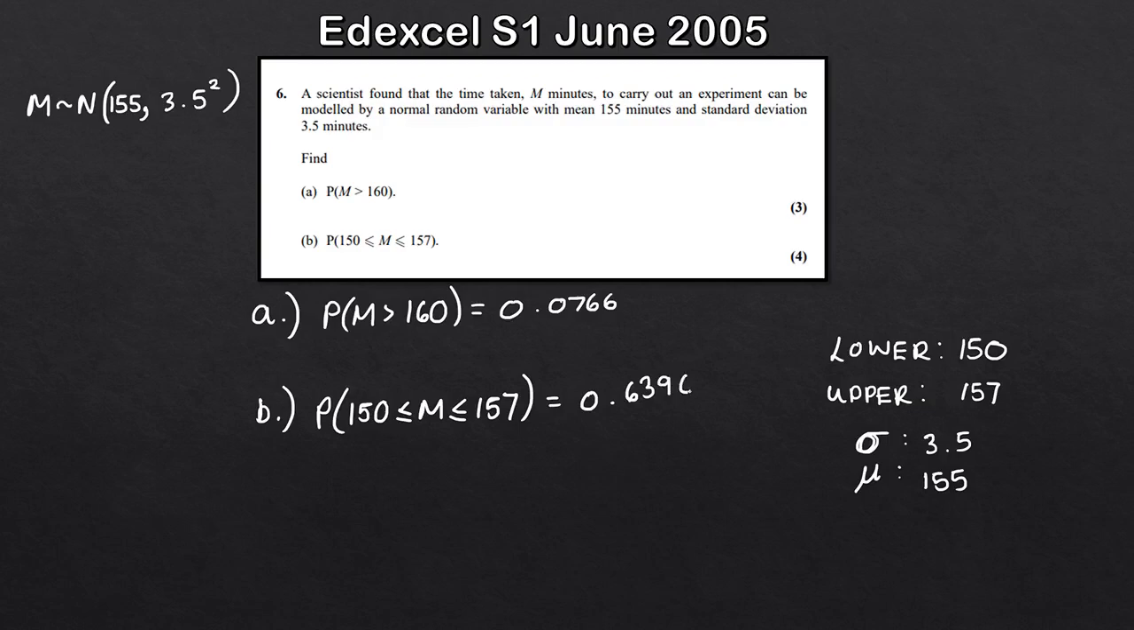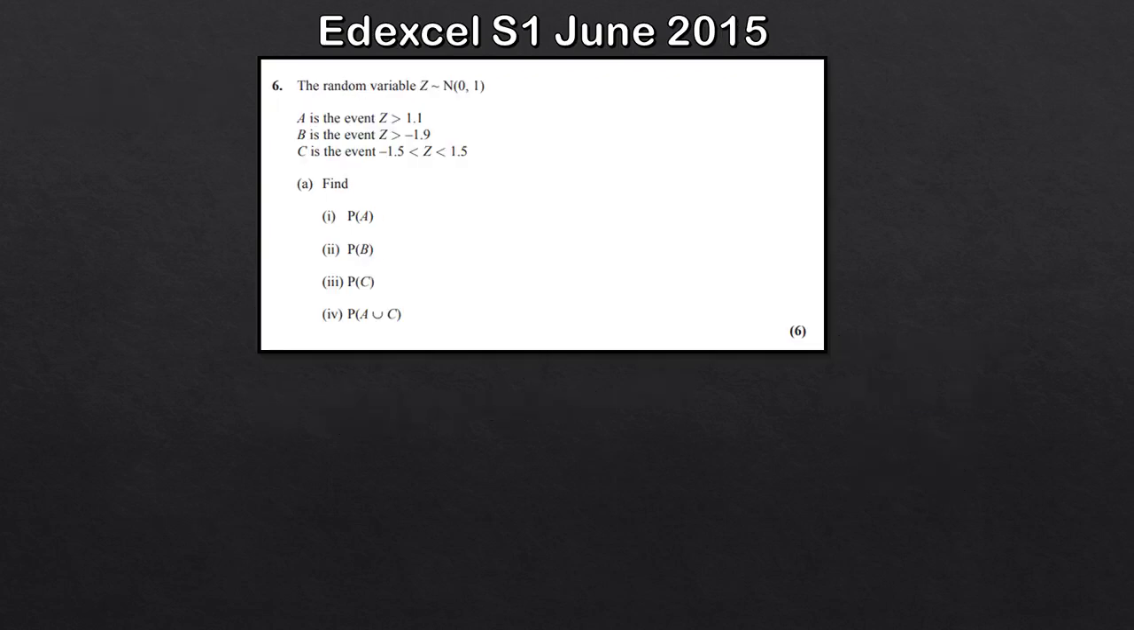0.6396 there. Okay, and that gives us our solution there for the final 4 marks. So that's question 3 done. If we just move on to the very last question here, we've got Edexcel S1 June 2015, and this one looks slightly different again, but again it's just calculating probabilities.